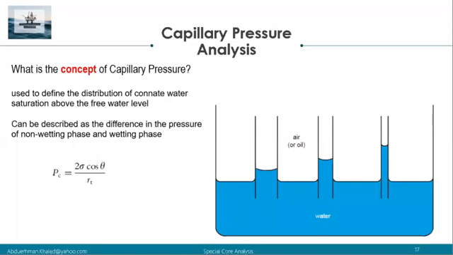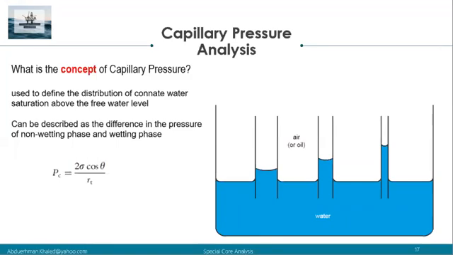So in a reservoir at initial conditions, an equilibrium exists between buoyancy forces and capillary forces. These forces determine the initial distribution of fluids, and therefore, of course, determine the volume of the fluid in place.